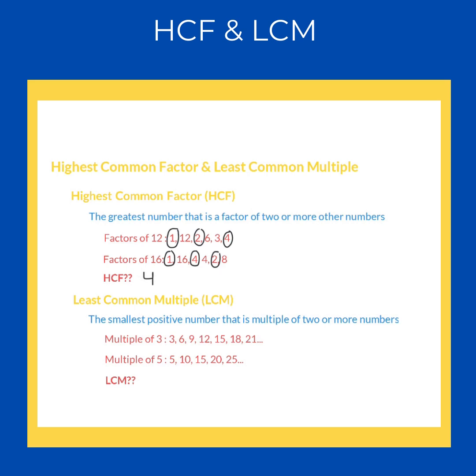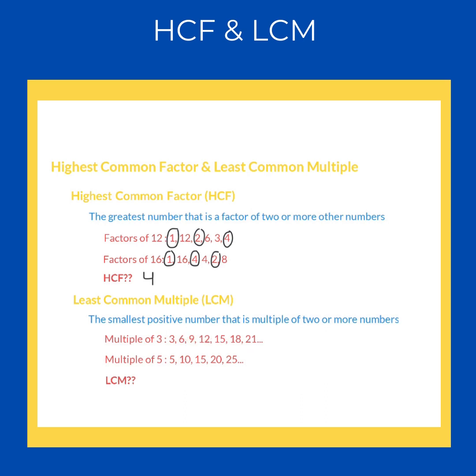Now, let's talk about the least common multiple, or LCM. So LCM is basically the smallest positive number that is a multiple of two or more numbers. So the multiples of 3 are 3, 6, 9, 12, 15, 18, 21, and so on. So every time you are adding 3 to the preceding number. So 3 plus 3 is 6, 6 plus 3 is 9, 9 plus 3 is 12.